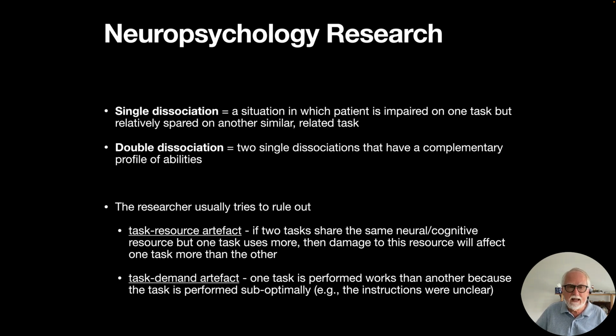Then there's also this thing called the task demand artifact, where one task works better than another because the other task is just performed suboptimally. So it could be that just by a fluke, the task that you had the participant do, the instructions weren't very clear, for example. And so it's not that the brain region is really involved in task A but not task B. It's more like task B wasn't performed very well because the instructions for this new task were not done very well. So these artifacts are things you're trying to rule out. And if you can find a double dissociation, you feel much more confident that you've ruled out both the task resource artifact and the task demand artifact.